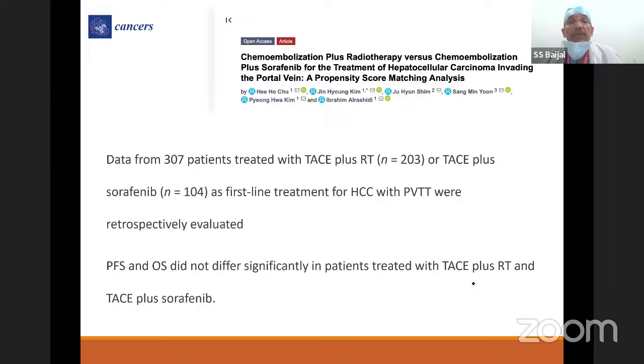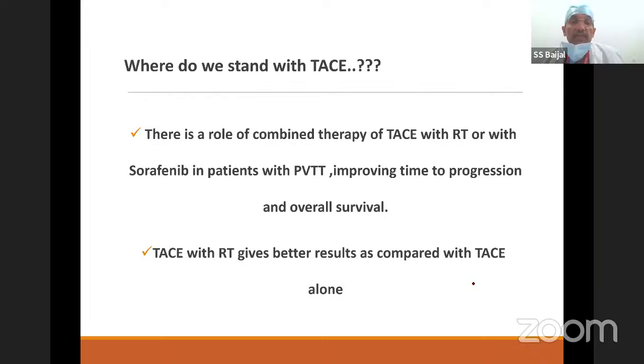So can we summarize again here? We can say that there is a role of combined therapy of TACE with RT or with sorafenib in patients with PVTT. And either of these would improve progression, time to progression, and would also impact overall survival. We must therefore also understand that combination holds the key, because compared to TACE alone, I think combination therapies would give better results.